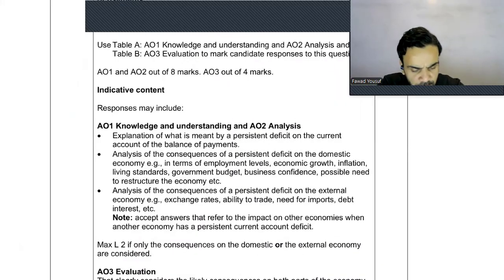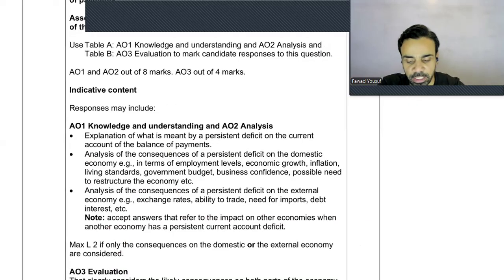They want us to give an explanation of what is meant by current account deficit. It doesn't mention causes. Then an analysis of the consequences of a persistent deficit on the domestic economy in terms of the other macroeconomic objectives, and then an analysis of the impact on other economies when another economy has a persistent current account deficit, if only the consequences on the domestic or external are considered.